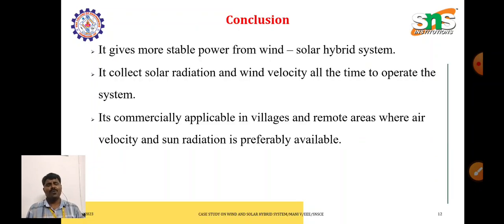And what I want to conclude is that the wind and solar hybrid system gives more stable power. It always gives stable operation. It gives constant power to the system because it collects solar radiation and wind velocity at all times to operate the system. It is commercially applicable in villages and also in remote areas, where air velocity and solar radiation are available throughout the year.